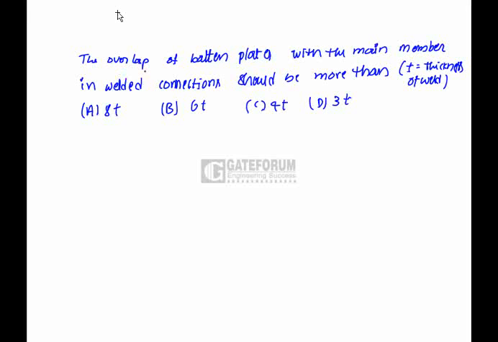Question: the overlap of batten plates with the main member in a welded connection should be more than, where T is the thickness of the weld, it should be more than 4T.